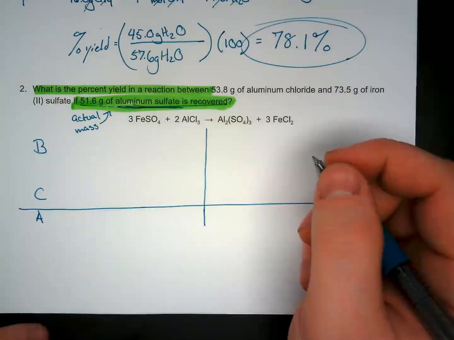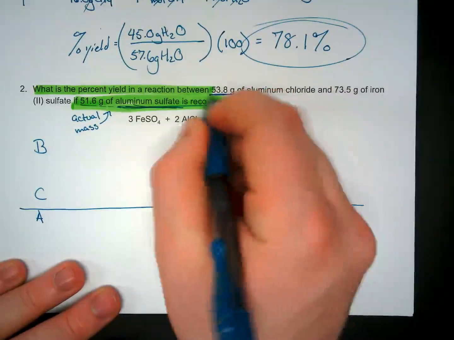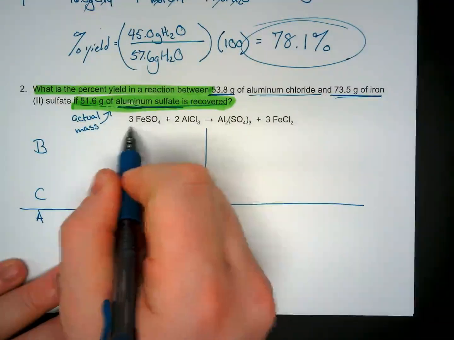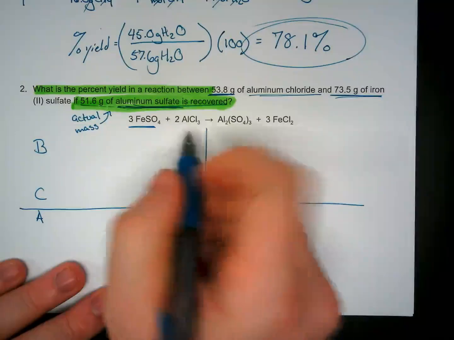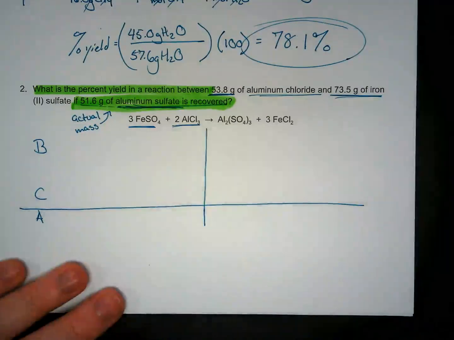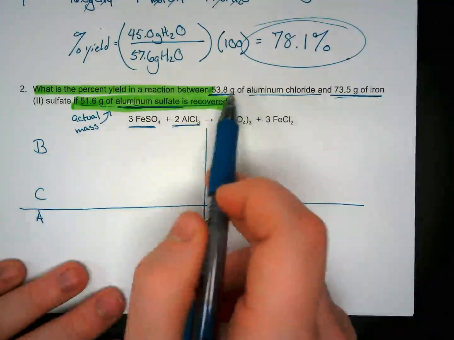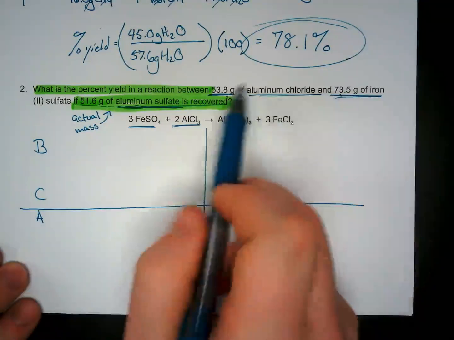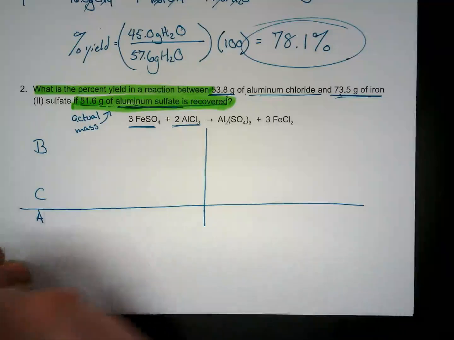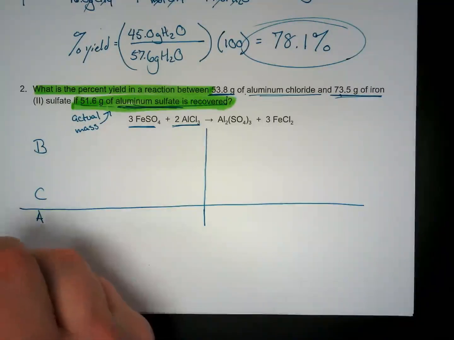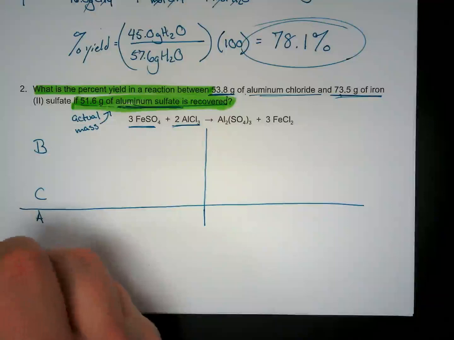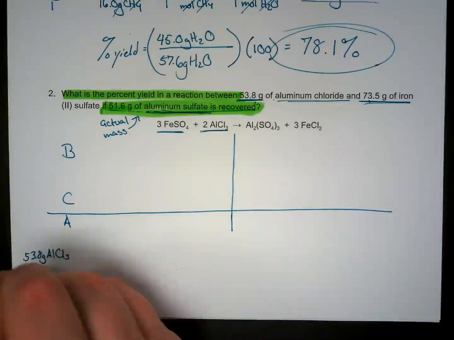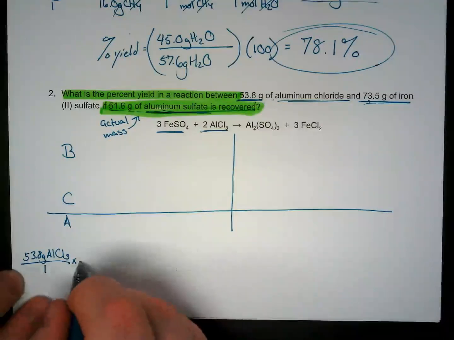So the first thing I've got to do is realize that I'm starting off with mass of this stuff. So I'm starting off with 73.5 grams of the iron sulfate, and I'm starting off with 53.8 grams of the aluminum chloride. So I've got to change this into moles, and I've got to change this into moles. Let's just start with this one since it's the first one that came up. So we've got to change 53.8 grams of aluminum chloride into moles of aluminum chloride.